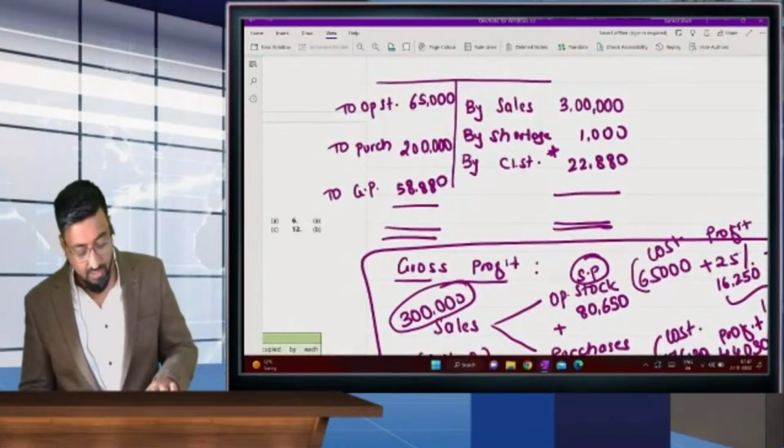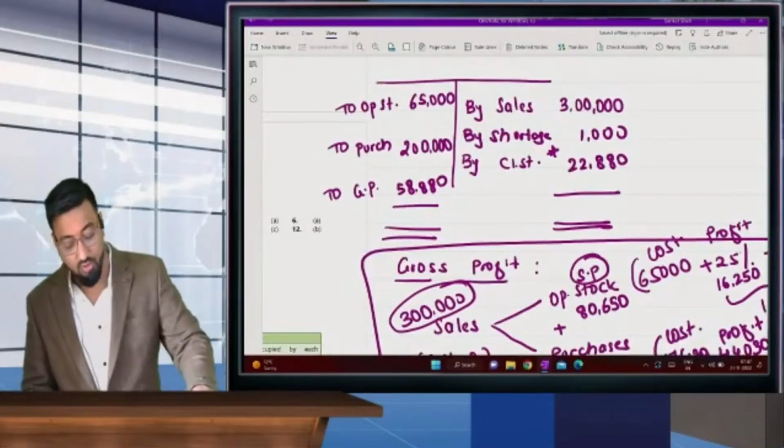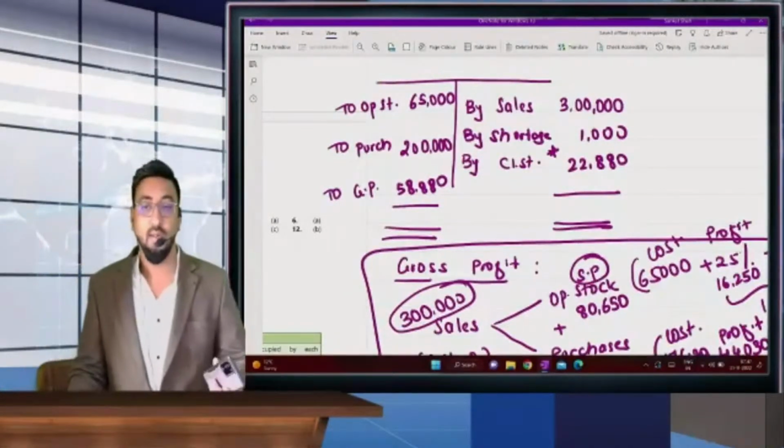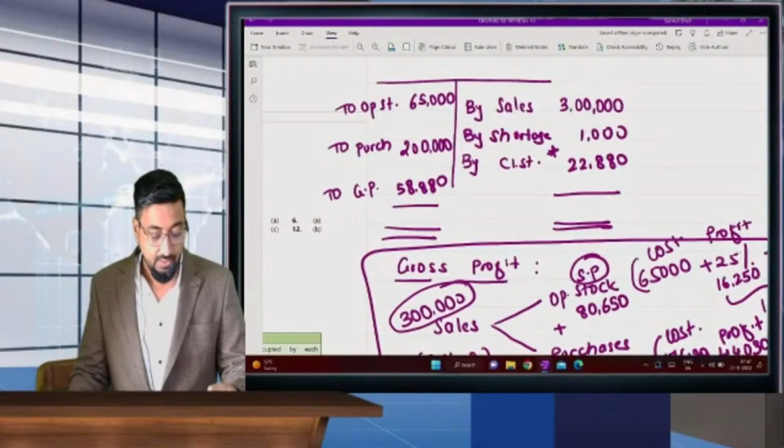So this is my GP. And my closing stock will be 22,880. It's a balancing figure. 22,880 is a balancing figure. GP you have to calculate. Yes. Very good, Kanakharini ji.